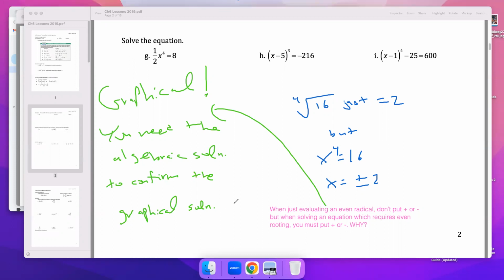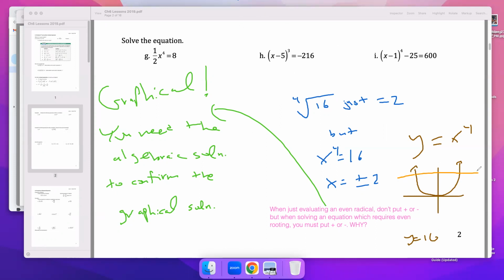Now you don't know how these graphs might look necessarily, but if I graph y equals x to the 4th, if you go to Desmos, that's really your best bet, it looks like this. What if we graph y equals 16? How does that look? What kind of line would that be? It would be horizontal, right? Definitely linear, but more specifically, it's horizontal.